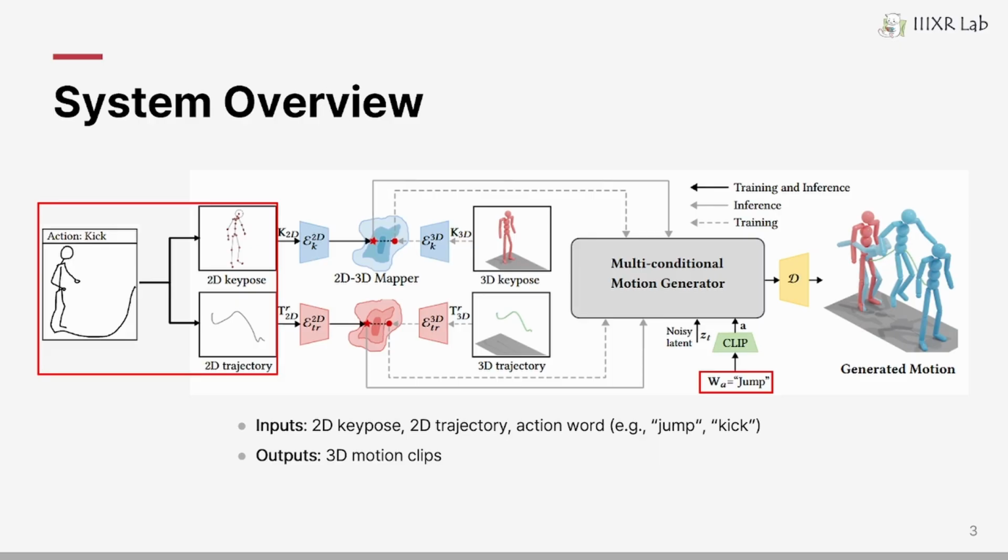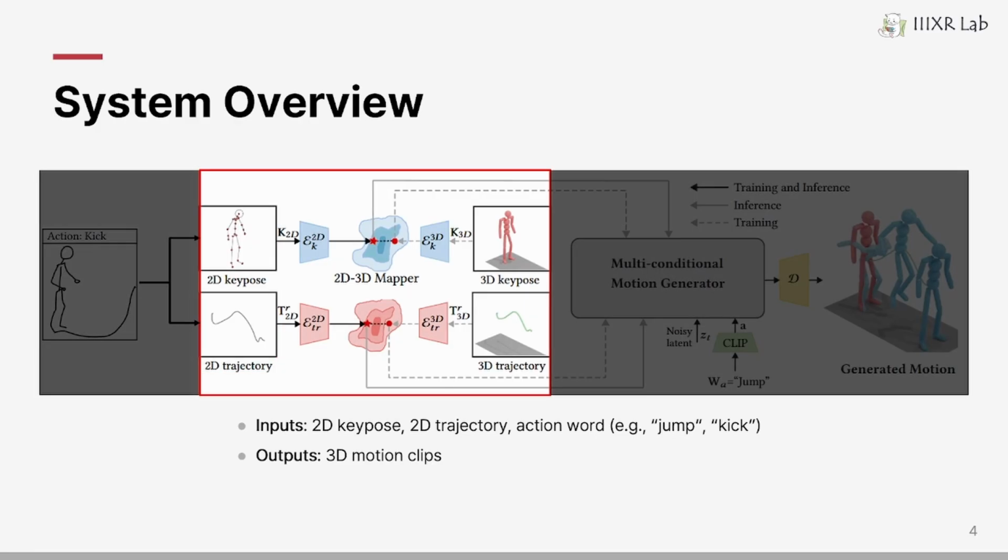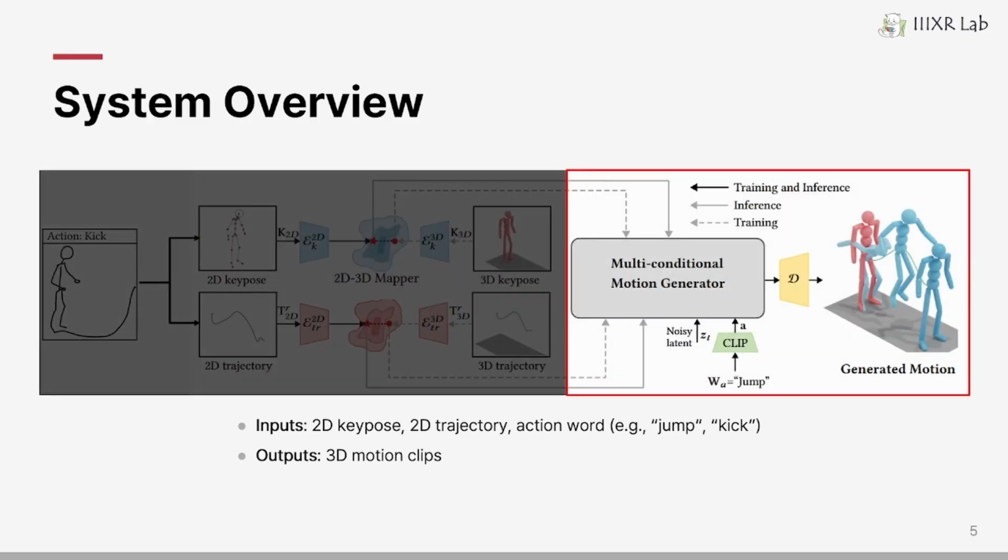Sketch to Anim is built upon 2 main modules: the multi-conditional motion generator and the 2D-3D neural mapper. The neural mapper aligns the 2D sketches and 3D motion representations in a shared embedding space, while the motion generator uses these embeddings to synthesize realistic 3D motion through a diffusion-based generation process.